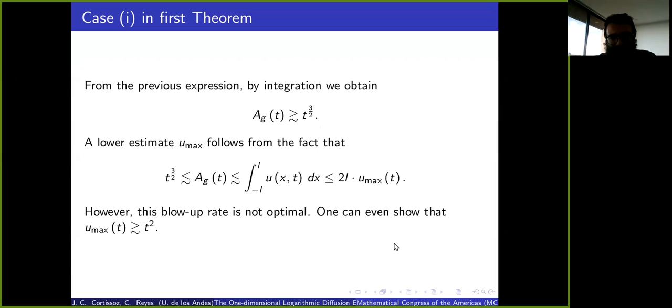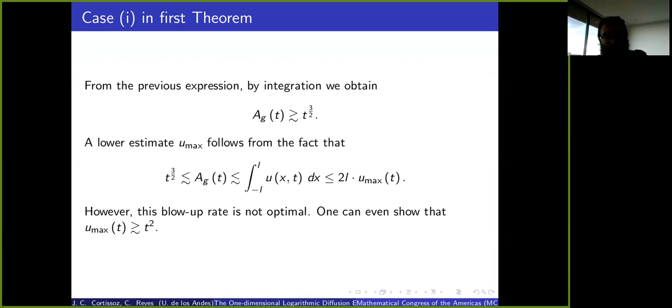Well, anyway. But then from the fact that the area grows faster than t to the 3/2, using this, remember that the area is the integral of u basically, right? Then you get this. So you get the blow up rate for the maximum of the conformal factor. But that's not the end of the story. You can actually show that the conformal factor grows faster than t squared, but I won't do that in this case, okay? But then using geometric reasoning, you get a blow up rate for the conformal factor, which is the solution to the logarithmic diffusion equation.